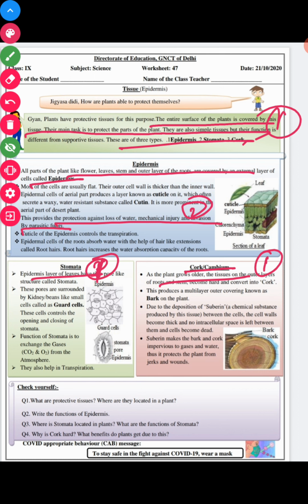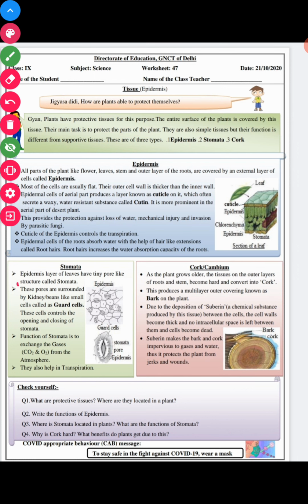Third question: where are the stomata located in plants, and what are the functions of stomata? Stomata are located on the lower epidermis of the plant. So you can write this answer. This is the answer to your third question. And what are the functions of stomata? The functions of stomata are exchange of gases and helping in transpiration. This is the answer to your third question.